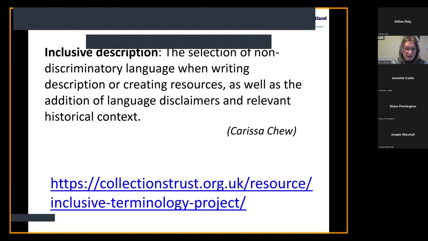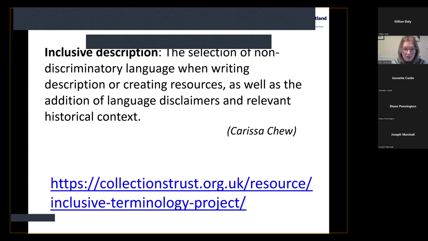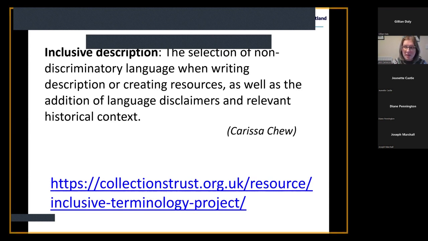There's also a link to her glossary in its current form, which I'll not go into in any great detail, but I do encourage you to look at that because it's full of really interesting and valuable information about how we use language in the catalogue and how we should be considering all the different aspects of what people think about catalogues.